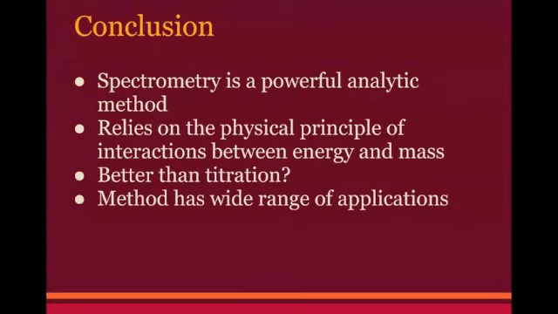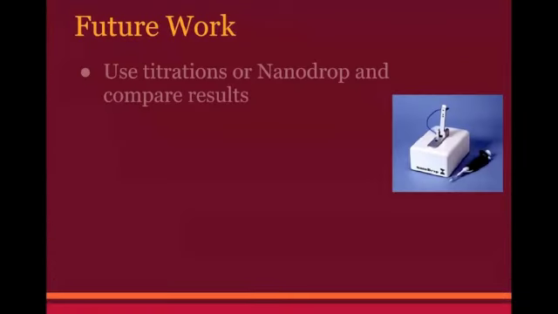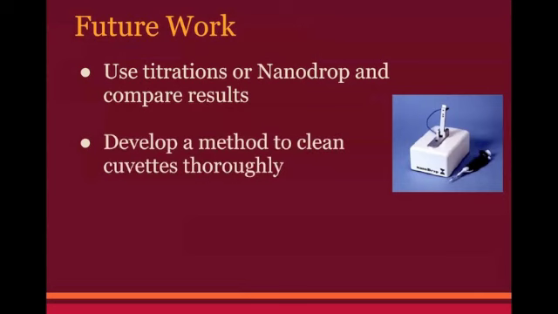So in conclusion, spectrometry is actually a very powerful method. It relies on the physical principle of interactions between energy, in this case light, and mass, the particles in solution. The question does arise whether this is a better method than titration in determining concentration. That would be interesting to look at, but this method also has a wide range of applications. For our future work, we'd like to compare using the Spec 20 that we used along with using titrations or nanodrop in order to determine the concentration. With nanodrops, we do not need to use cuvettes. Also, we'd like to develop a method to clean cuvettes more thoroughly.